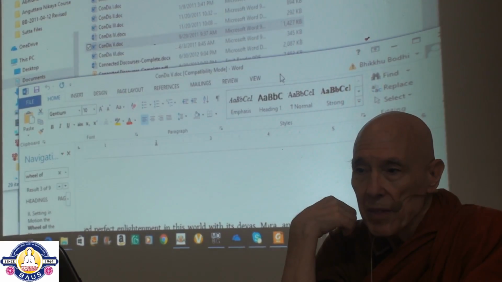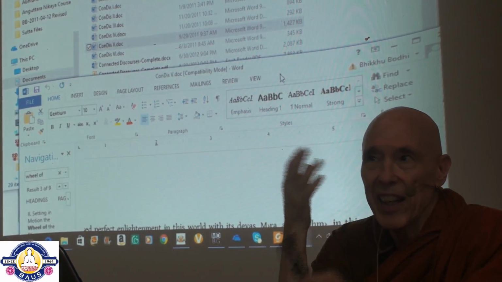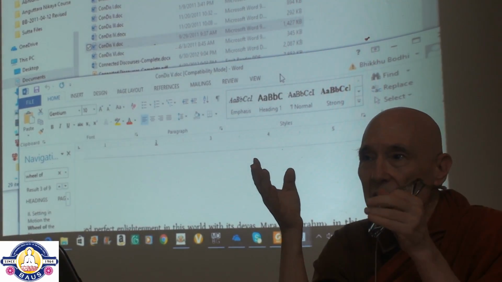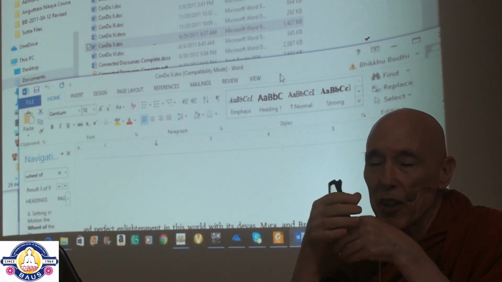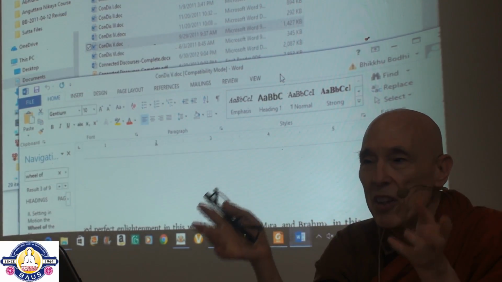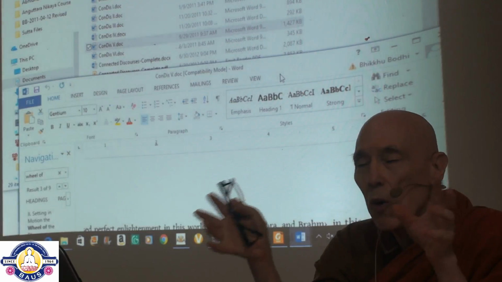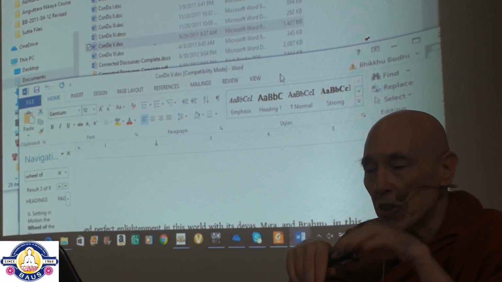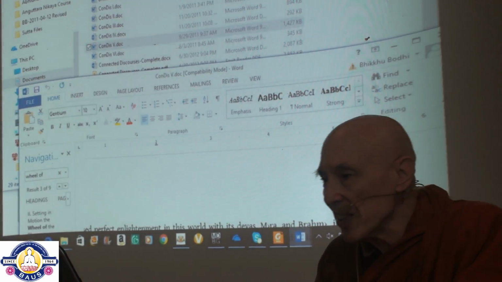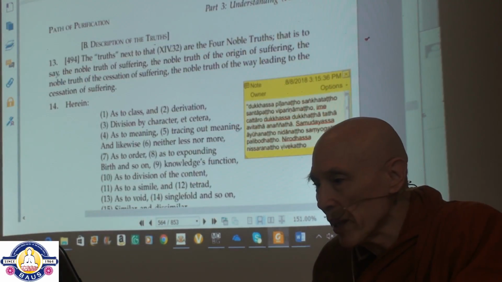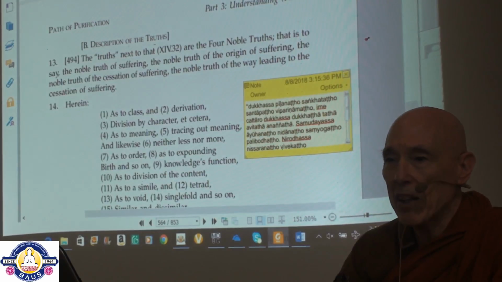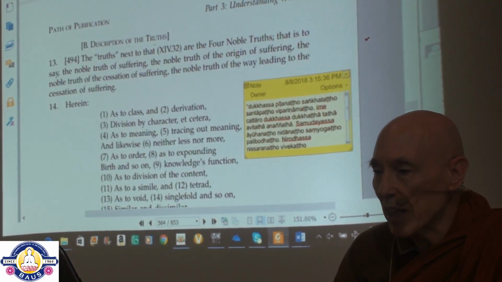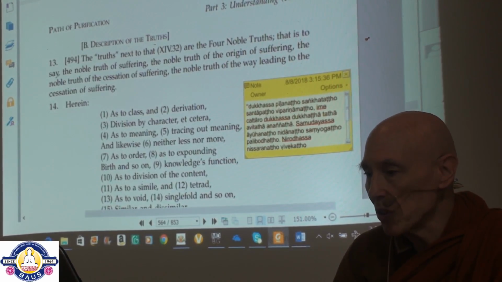And then there's a saying attributed to the Venerable Sariputta, that whatever good dhammas there are, whatever good teachings there are, all of them can be included in some way within the Four Noble Truths. Okay, so now we're going to look first at the way the path of purification, the Visuddhimagga, treats the Four Noble Truths.